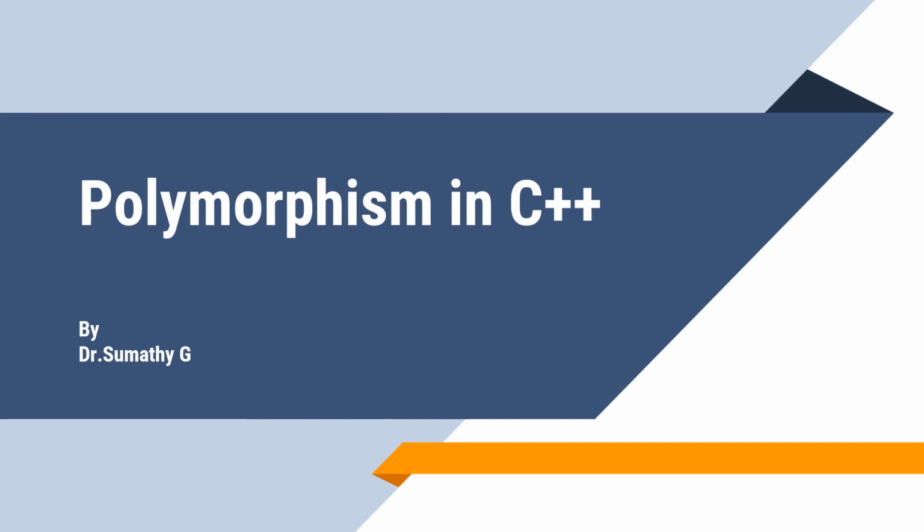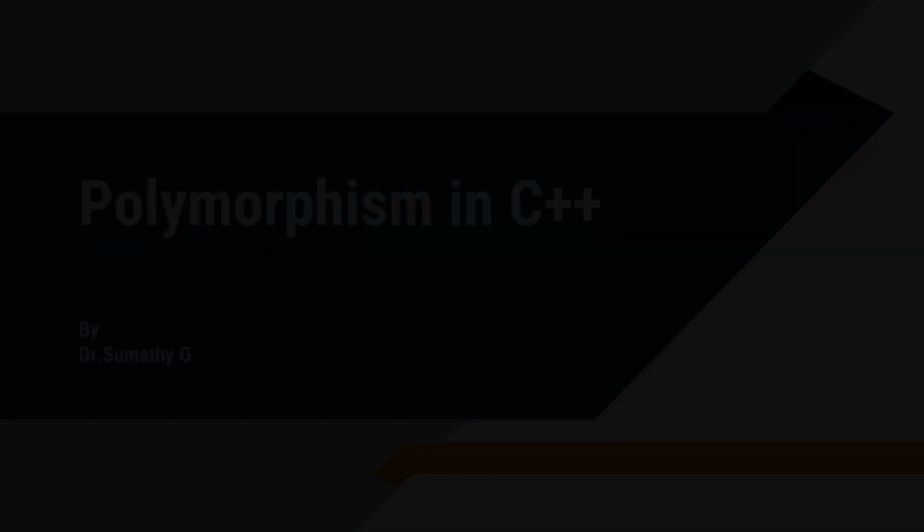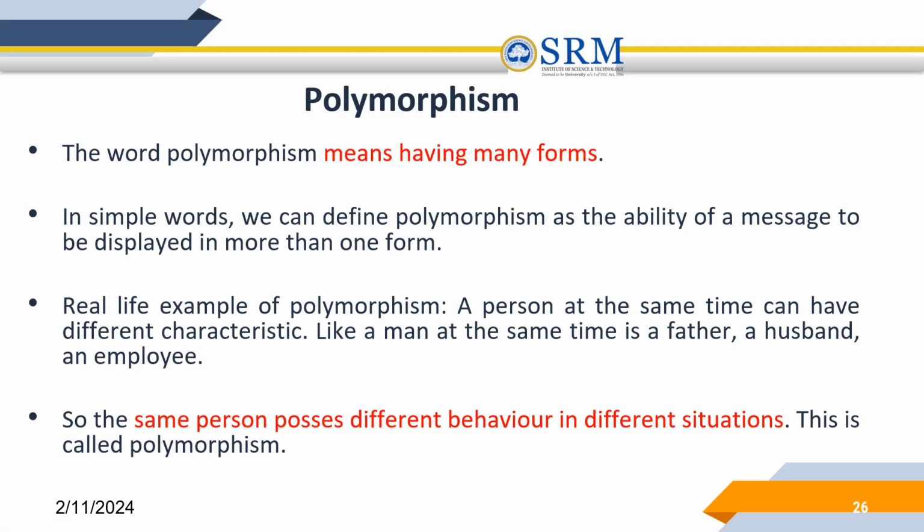Polymorphism in C++. What is polymorphism? Polymorphism means having many forms.